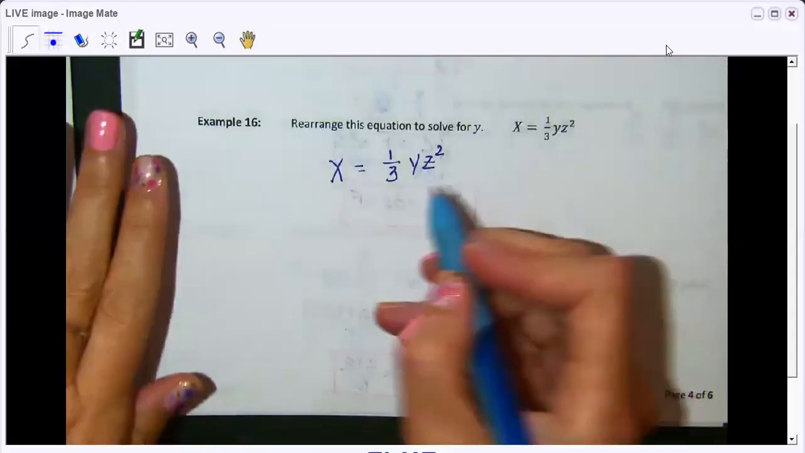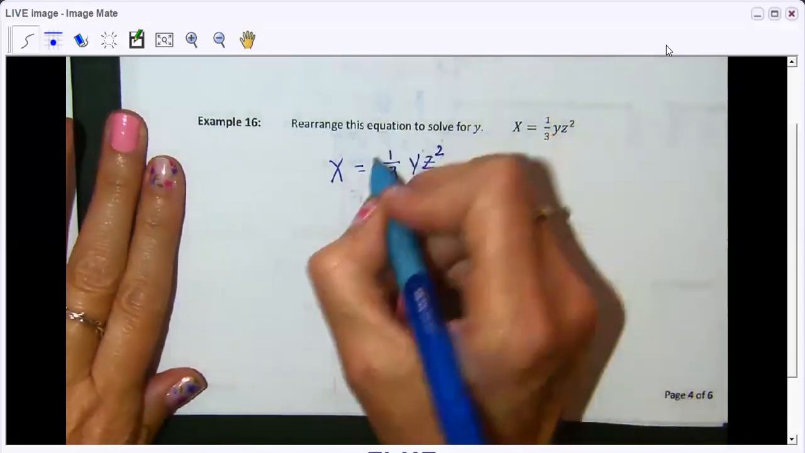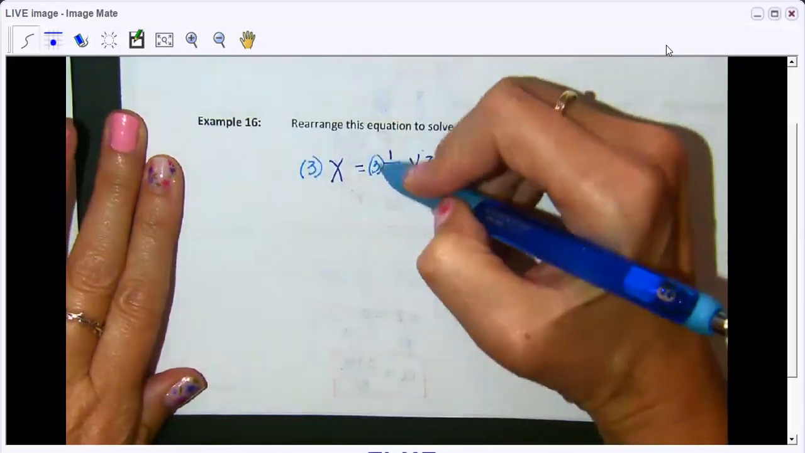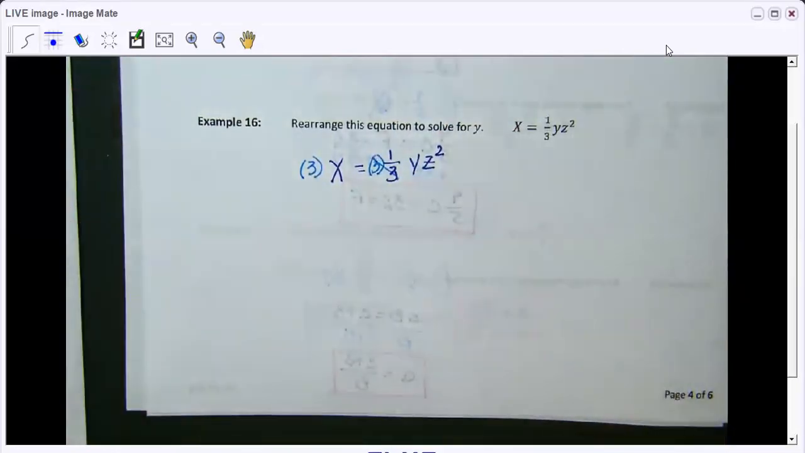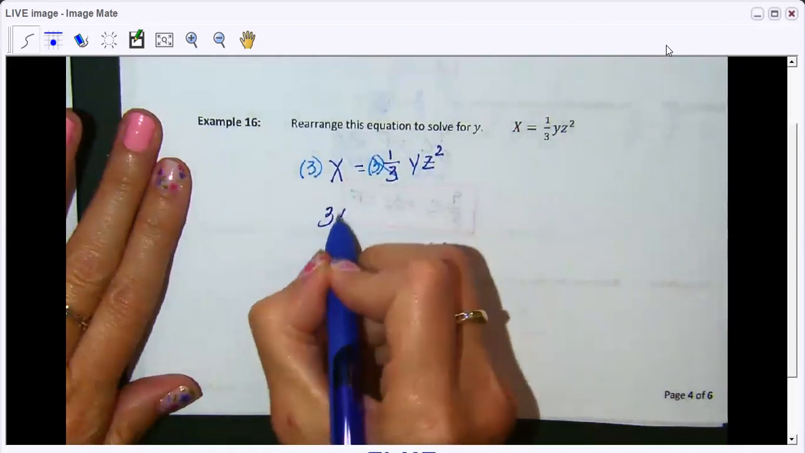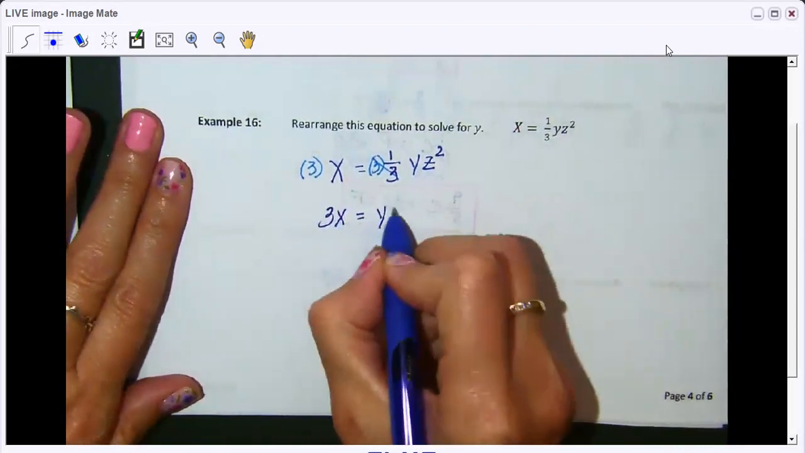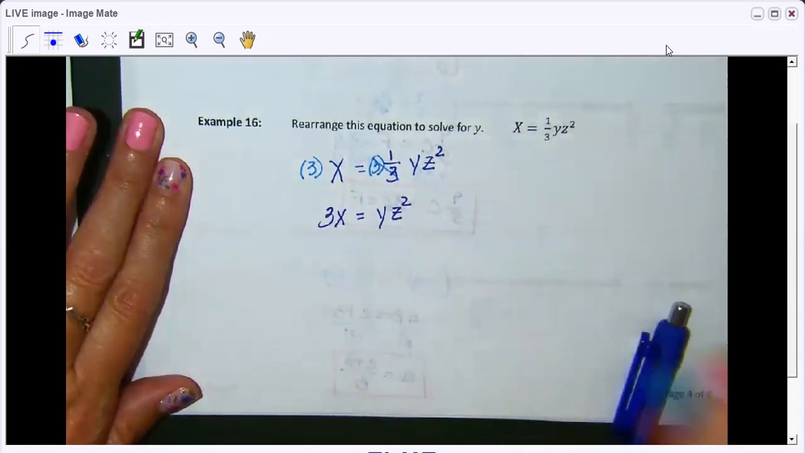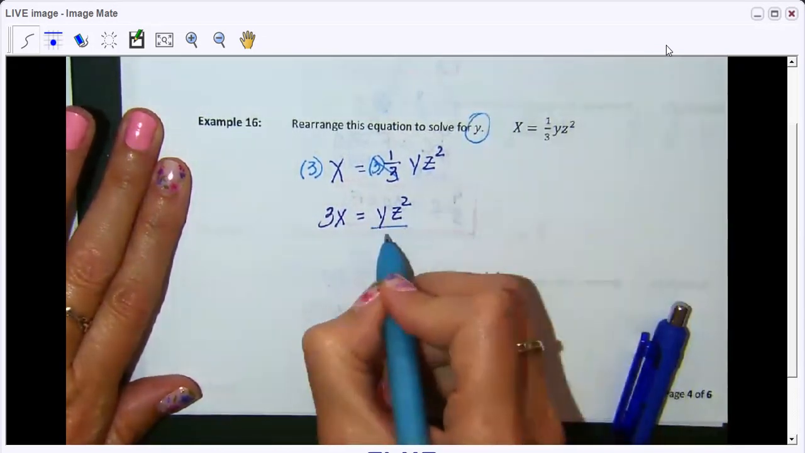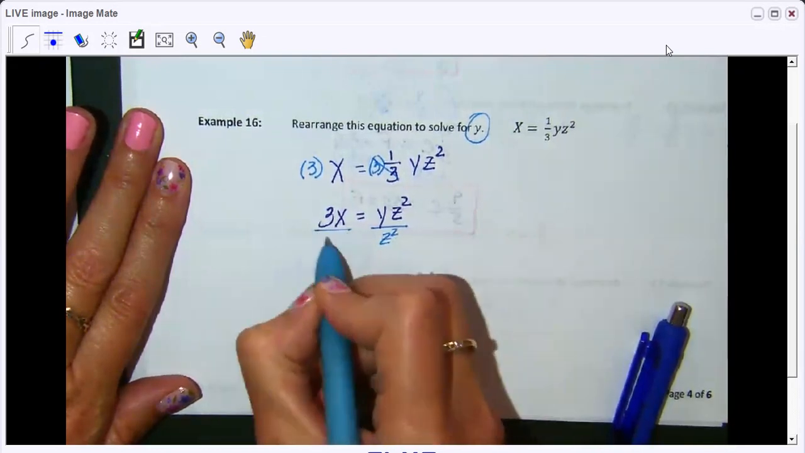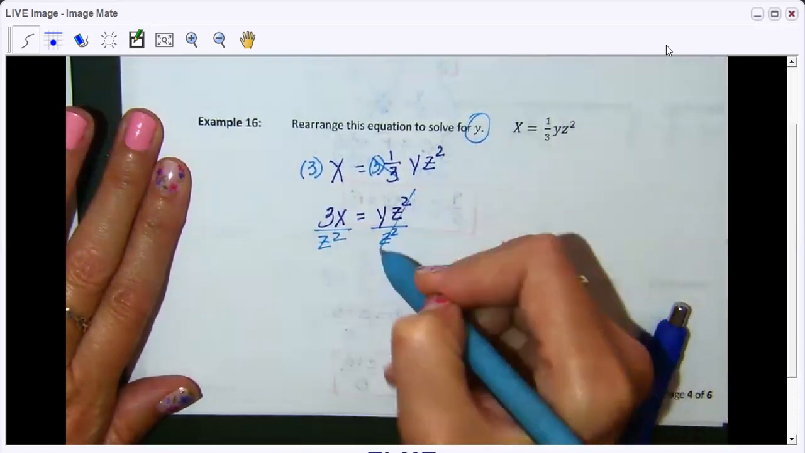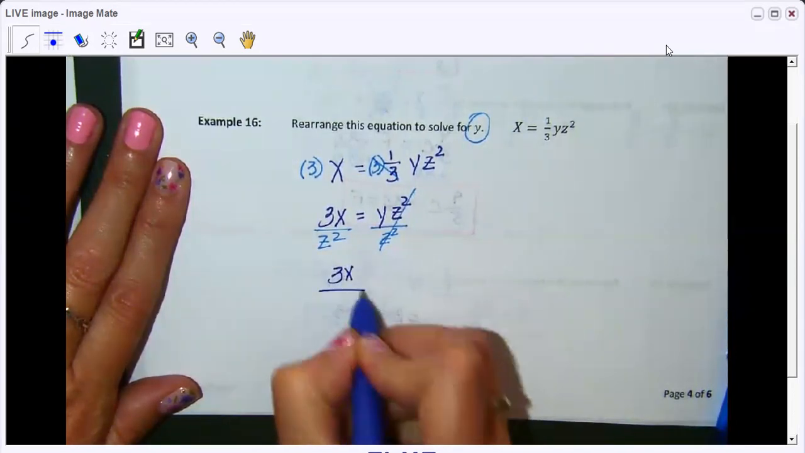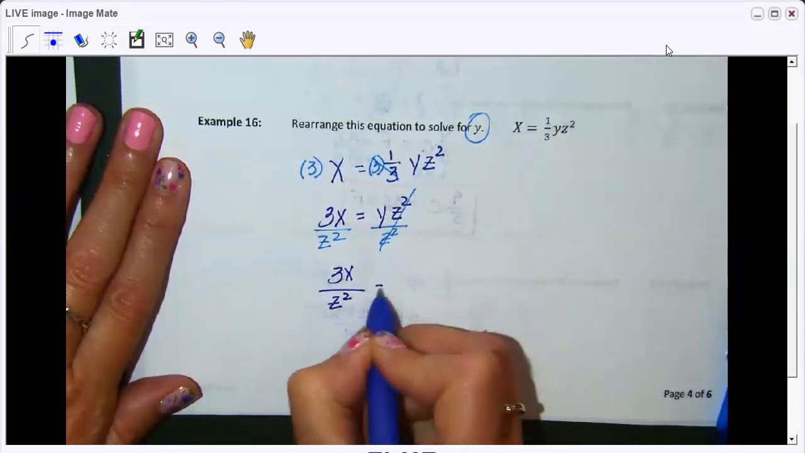Okay, so the first step here is to get rid of the fraction by multiplying both sides by 3. So we get rid of the fraction. And now we have 3x equals yz squared. And then we have to isolate y because that's what it's asking us to do up here. So we divide by z squared. Okay, so our final answer, 3x over z squared equals y.